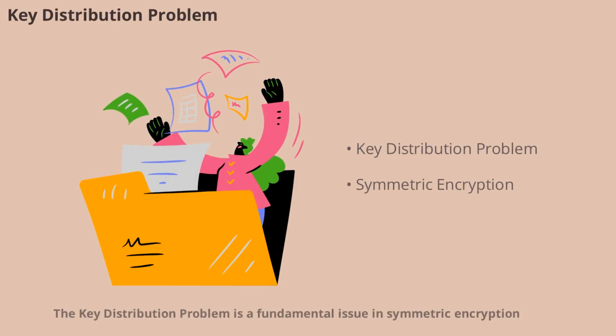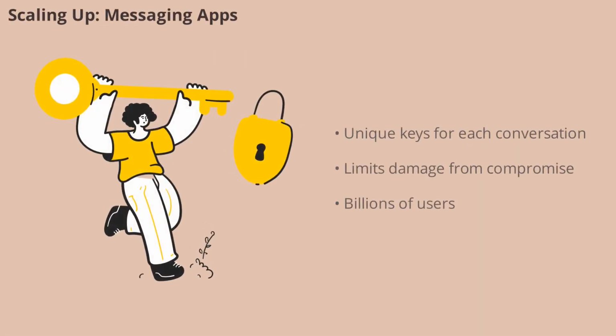The key distribution problem is a fundamental issue in symmetric encryption. If the secret key is sent over an insecure channel, anyone who intercepts it can decrypt all future messages. This means that the security of the entire communication depends on how well the key is protected during sharing. The challenge grows even bigger when more users are involved, making secure key distribution a critical concern for any system using symmetric encryption. Now let's scale up the scenario.